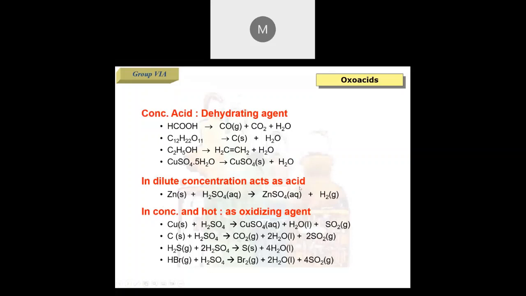In dilute concentration, sulfuric acid acts as an acid. Most of the time we dilute them in the lab, because if it's too concentrated, it will dehydrate your reaction. So the purpose is just to act as an acid for neutralization, so normally we will dilute them. In concentrated and hot form, it acts as an oxidizing agent, so it can oxidize almost most of the compounds.